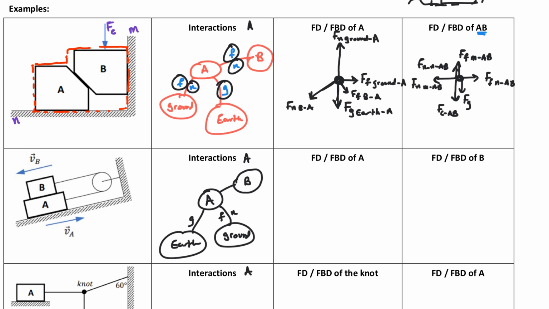And with B, it's got the rope, so that's tension. There's also interaction with B and the surface, and that could be a force of friction and normal force. Oh my God, a lot of forces in this. Let's draw it out in terms of direction.